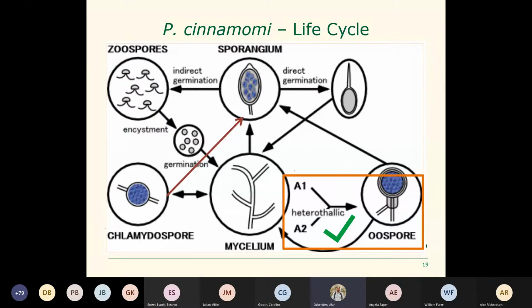Having a look, as I was just saying about heterothallic reproduction, you need to have the two mating types available for that to occur, two compatible mating types. And those oospores behave in a similar way to chlamydospores in the fact that they can produce sporangium, and they can also in some instances go through direct germination as well. So a similar looking cycle when we take it as a diagram like that.